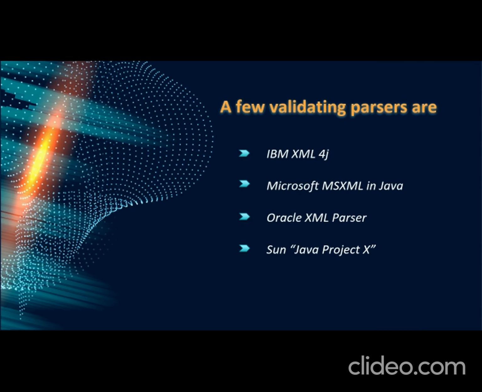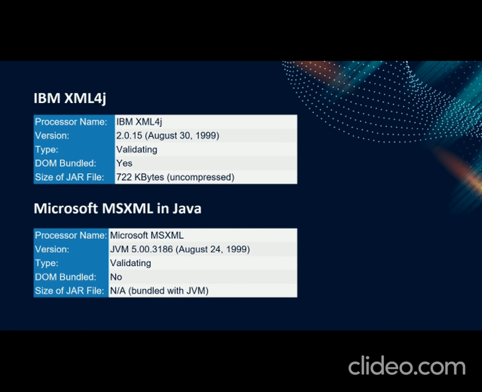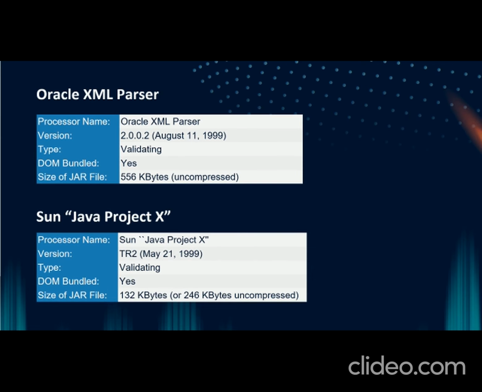A few validating parsers are IBM XML4J, Microsoft MSXML in Java, Oracle XML Parser, and the last, Sun Java Project X. Here are the details of IBM XML4J and Microsoft MSXML in Java, and also Oracle XML Parser and Sun Java Project X.